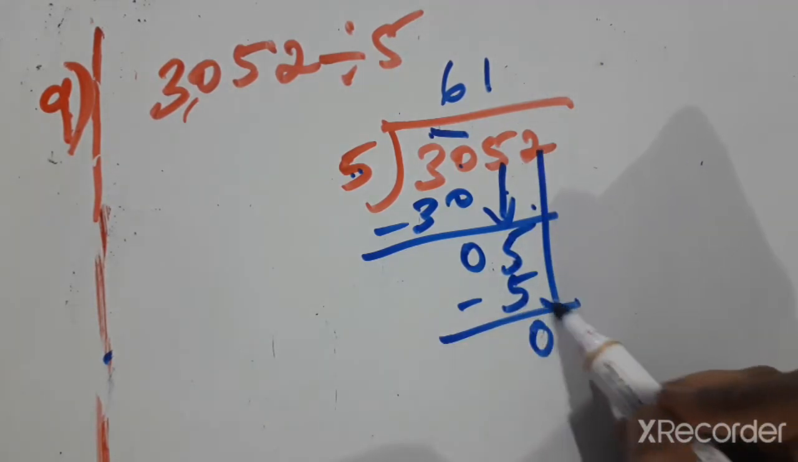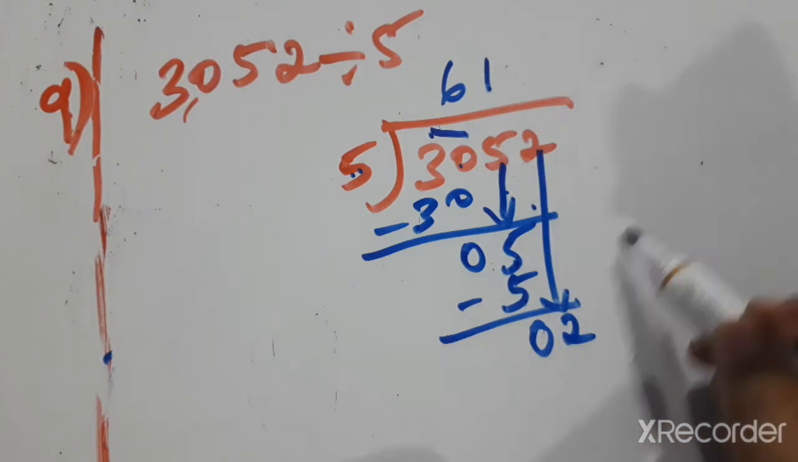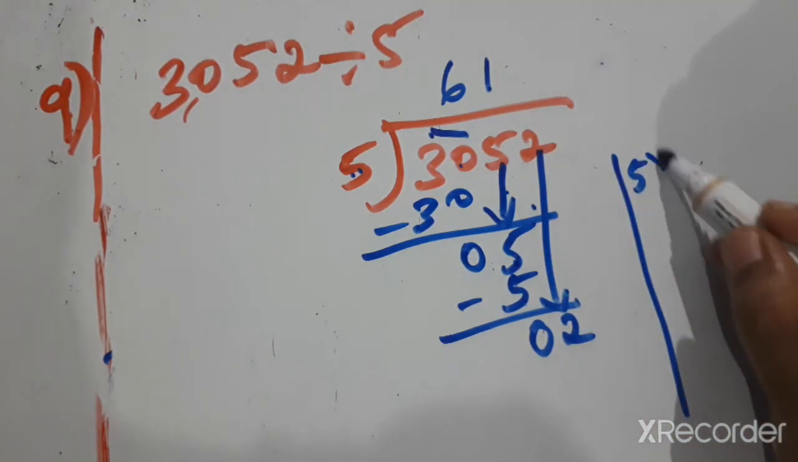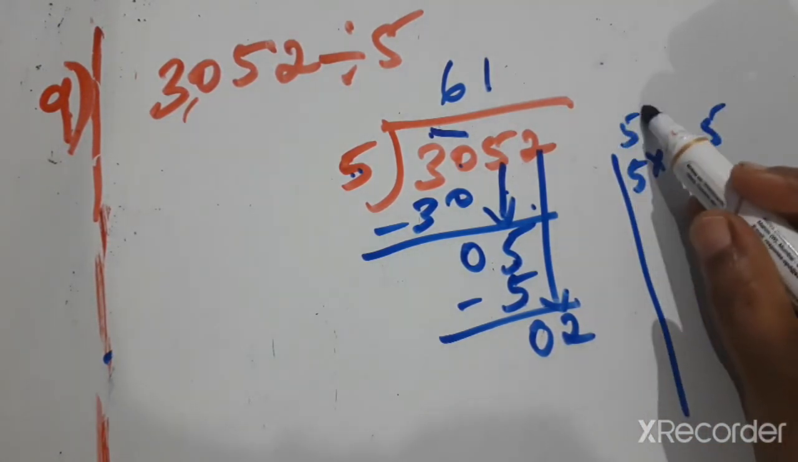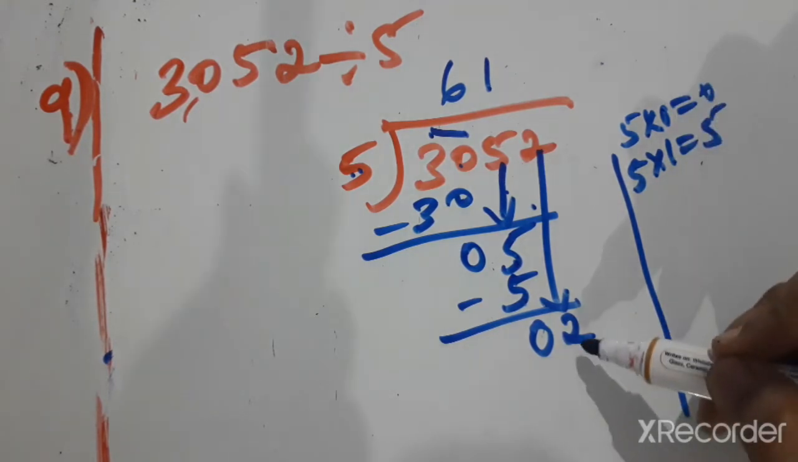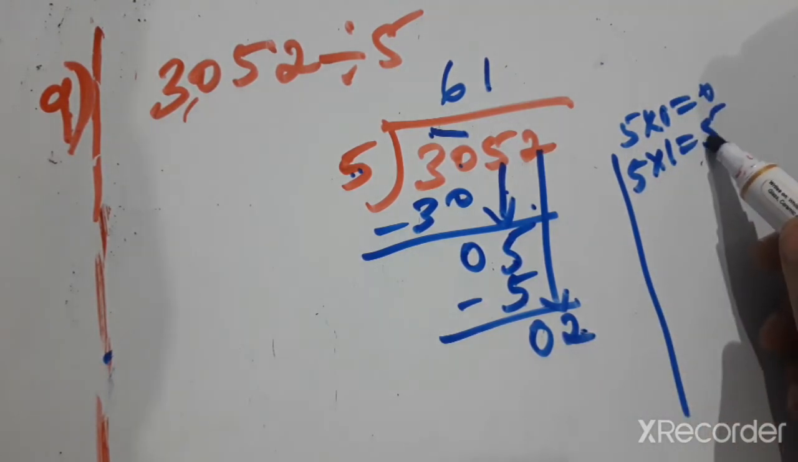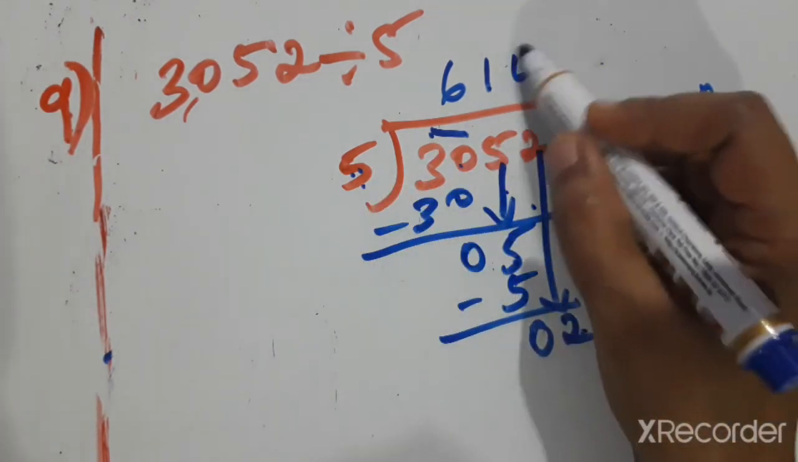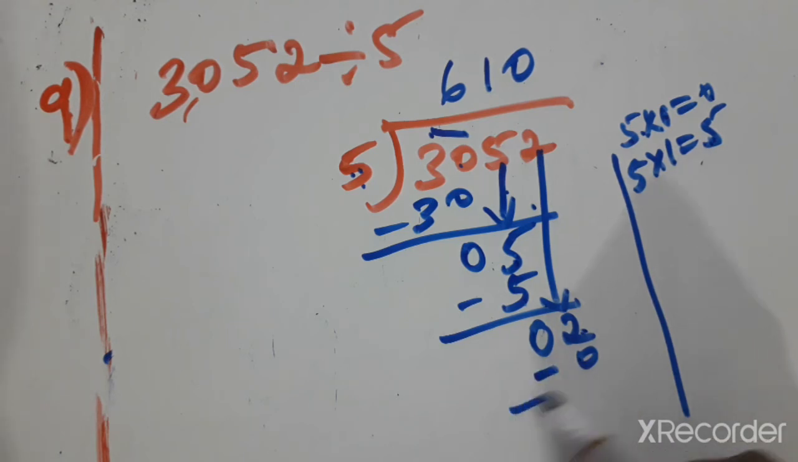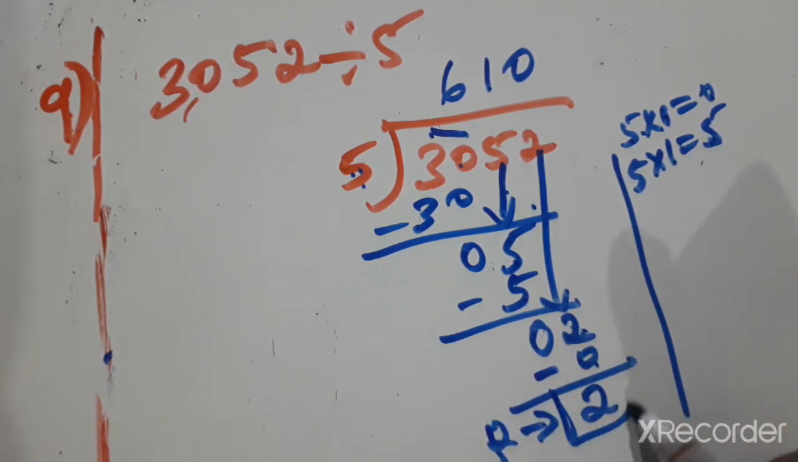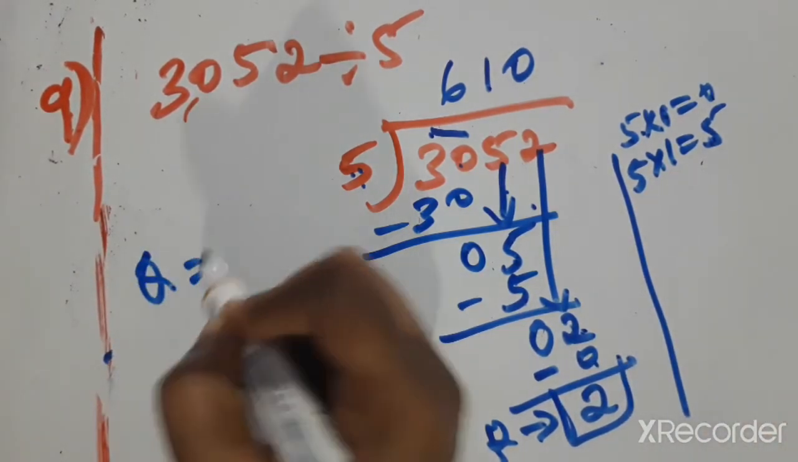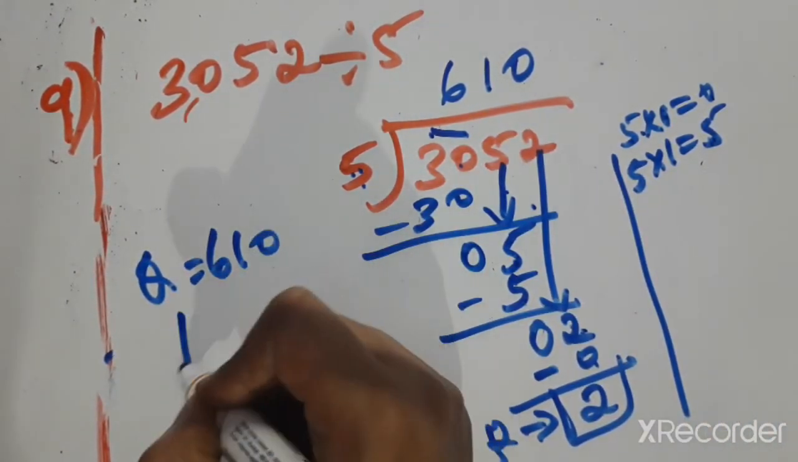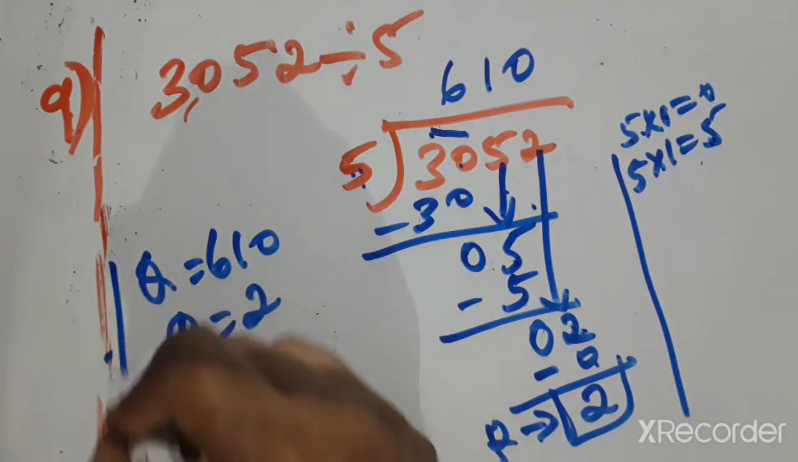Now bring one number down, that is 2. 5 how much is 2? In the table of 5, 5 ones are 5, 5 zeros are 0. 5 ones are 5, which is greater than this. So we want the nearer one, so it is 5 zeros are 0. 2 minus 0 is 2. Remainder is 2 and quotient is 610.